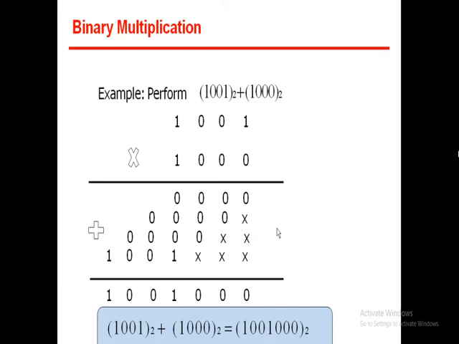Then here, if anything is multiplied with 0, that becomes 0. That is, 0 is multiplied with 1, 0; 0 is multiplied with 0, 0; and 0 is multiplied with 1, it becomes 0. Then again 0 is multiplied with here, or 0 is multiplied with here.